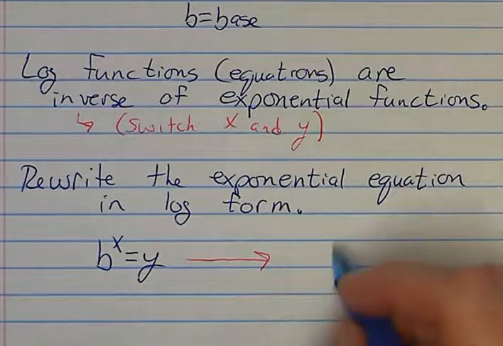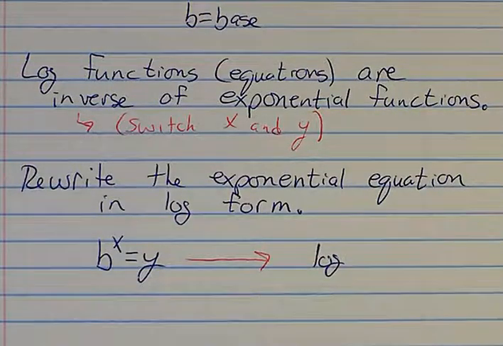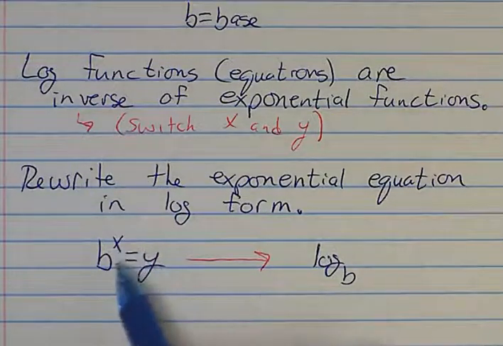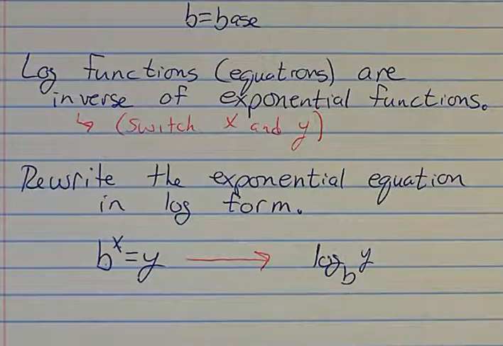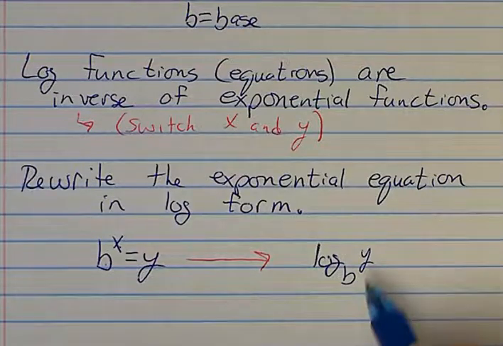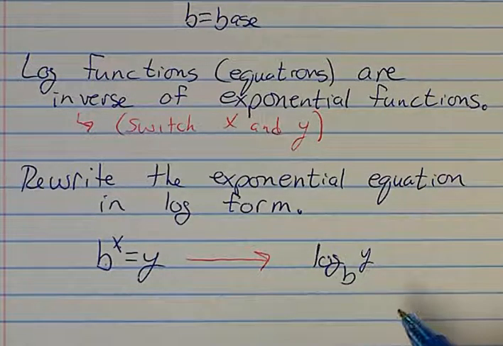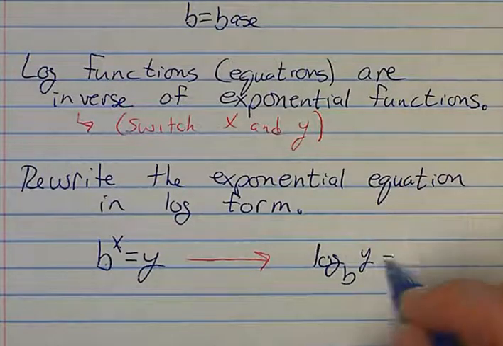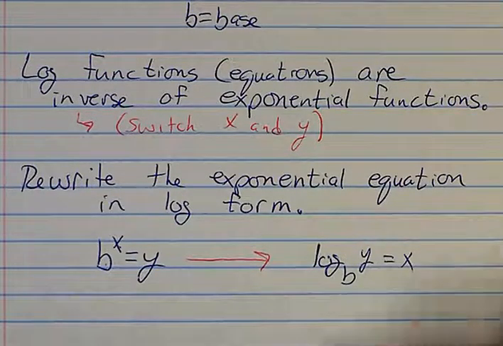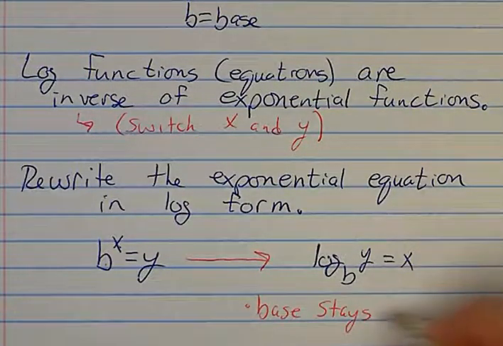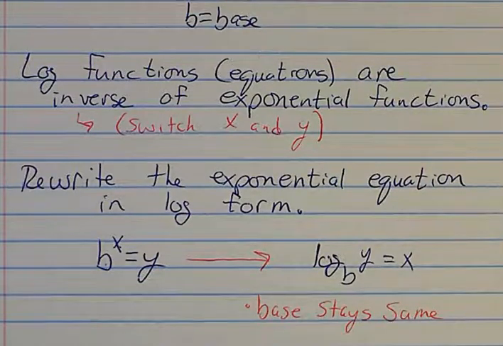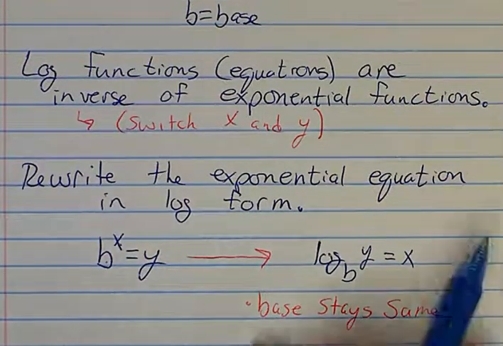you're actually going to rewrite it with the word log in it. Your base is still going to be base b. And all you're going to do is switch the x and y values to where it looks like it's b to the x power. Now you're going to have b, and it's not b to the y power, but it looks like it. And then the x is going to be over here by itself. So the one thing that's the same, when you go from here to here, is still base b. Now it's a little bit lower. And you're going to switch your x's and your y's.